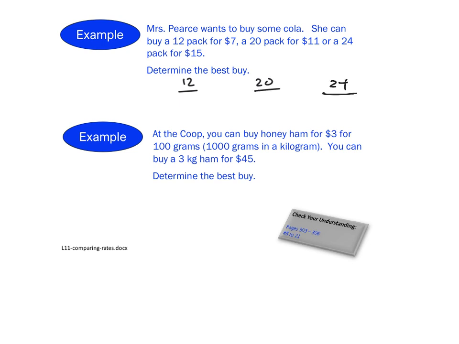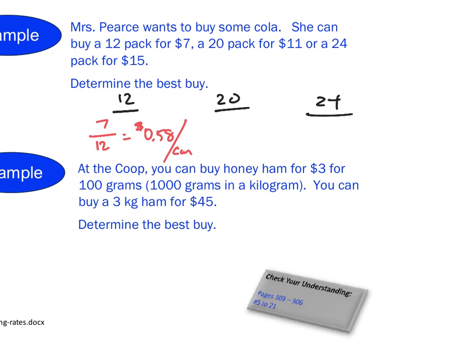So again, we all have calculators, and we're going to use them here. We're going to take $7, the cost, and we're going to divide it by 12. 7 divided by 12 is equal to what? Give me the answer to 2 decimal places. 0.58. Great, because there's a 3 after that 8, right? Beautiful. So it's 58 cents per can. So if Mrs. Pierce buys the 12-pack that costs $7, she's paying 58 cents per can.